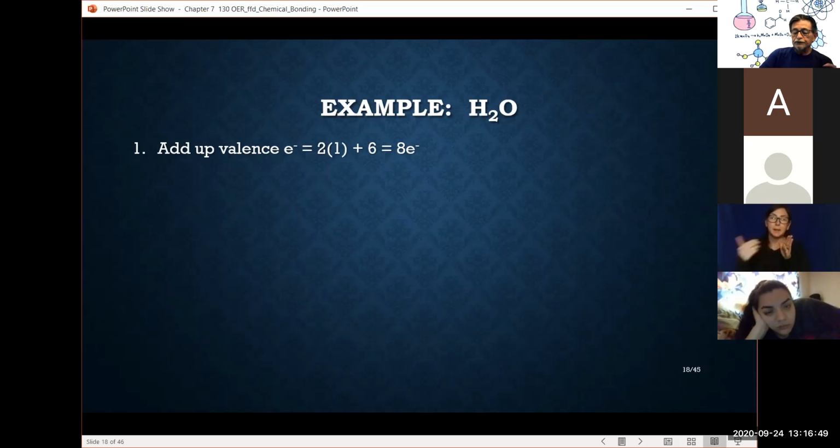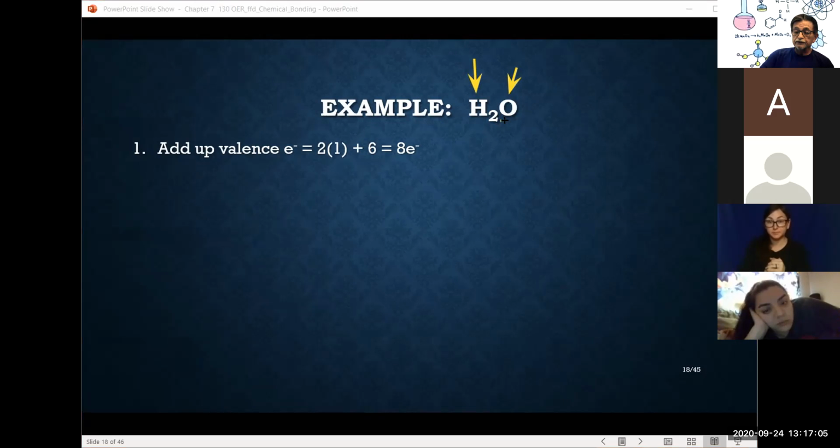So what we do first is we add up all of the valence electrons that each atom brings to the structure. Now, in this case, oxygen is the central atom. And so, like I said before, you'll always be told who the central atom is. So that means that oxygen's sitting there in the middle, and everything else that you have in that structure is bonded to the central atom. So the way it's written, those two hydrogens are going to be bonded to the central atom.